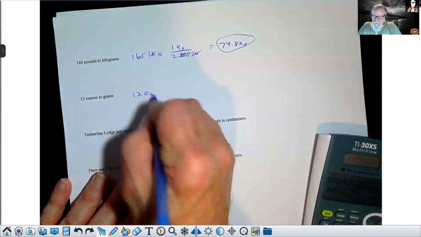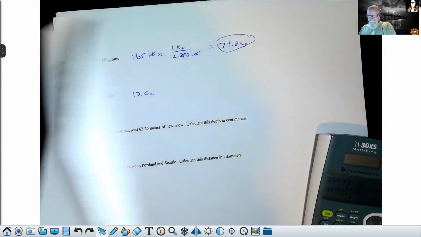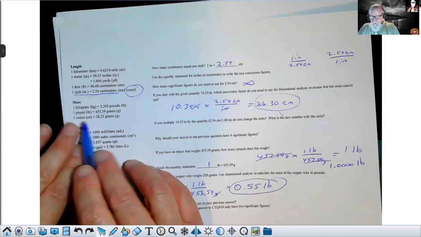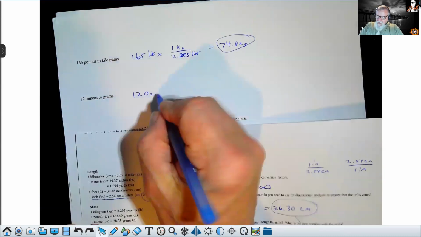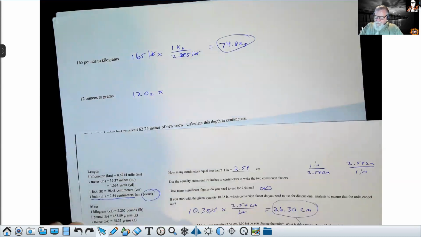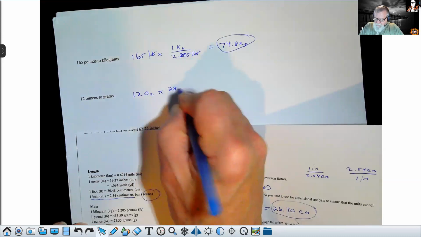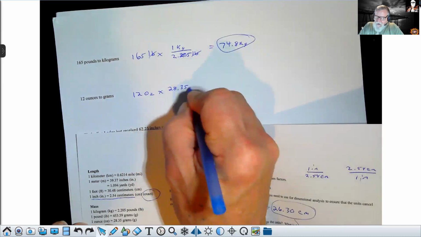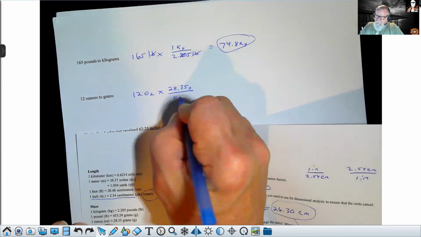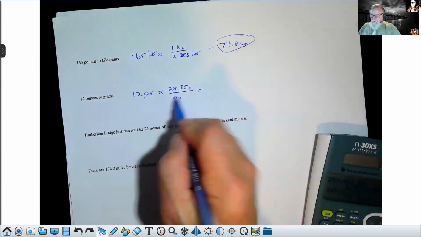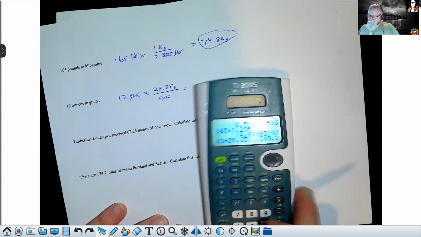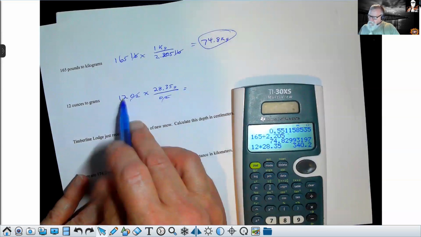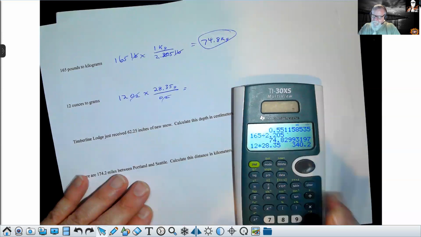12 ounces. We want to go to grams. Okay. So 1 ounce equals 28.35 grams. So multiply this. We want the ounce to be on the bottom. So we're going to multiply this by 28.35 grams per ounce. And then our ounces cancel out. So this is 12 times 28.35 equals, and so we're going to need 2 sig figs here. So that's going to be 340.